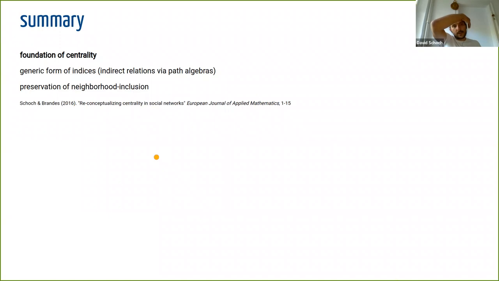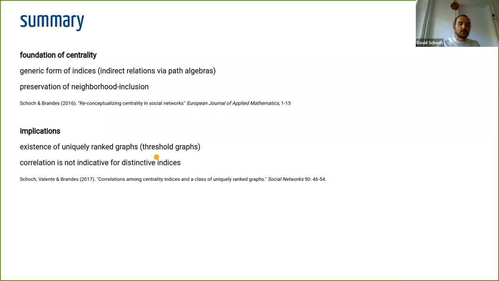Okay, that was it for this. Just to recap a bit, in the first part I was talking about the foundations of centrality. I derived a generic form of indices, a way of expressing each index in the same way, in order to make very general statements about the whole concept of centrality. This was used to show that there is this dominance relation in networks that is always preserved by centrality rankings, with which we can work in different ways. The implication is that many of the assumptions that have been put on centrality indices just don't hold anymore.